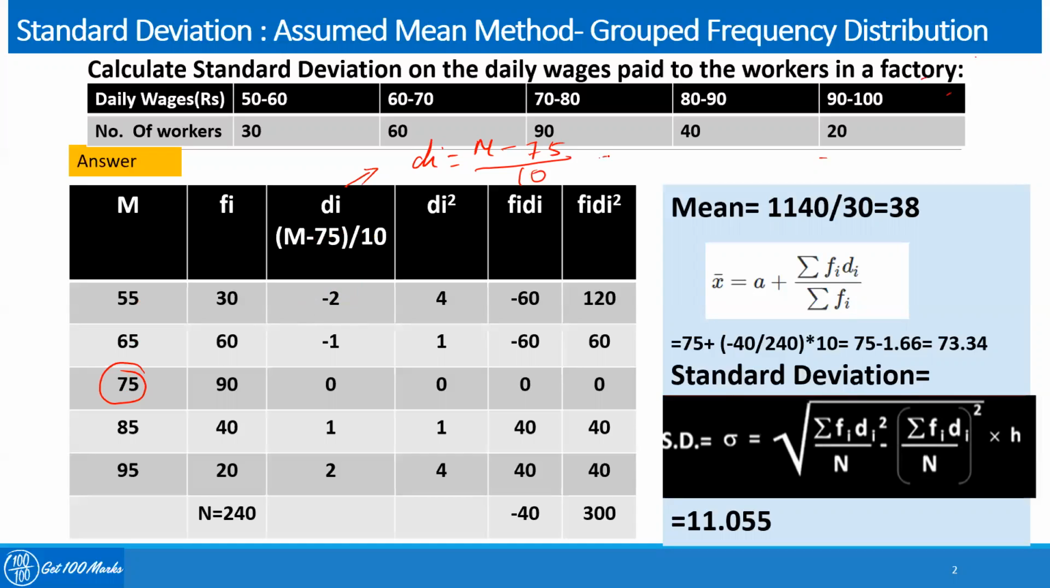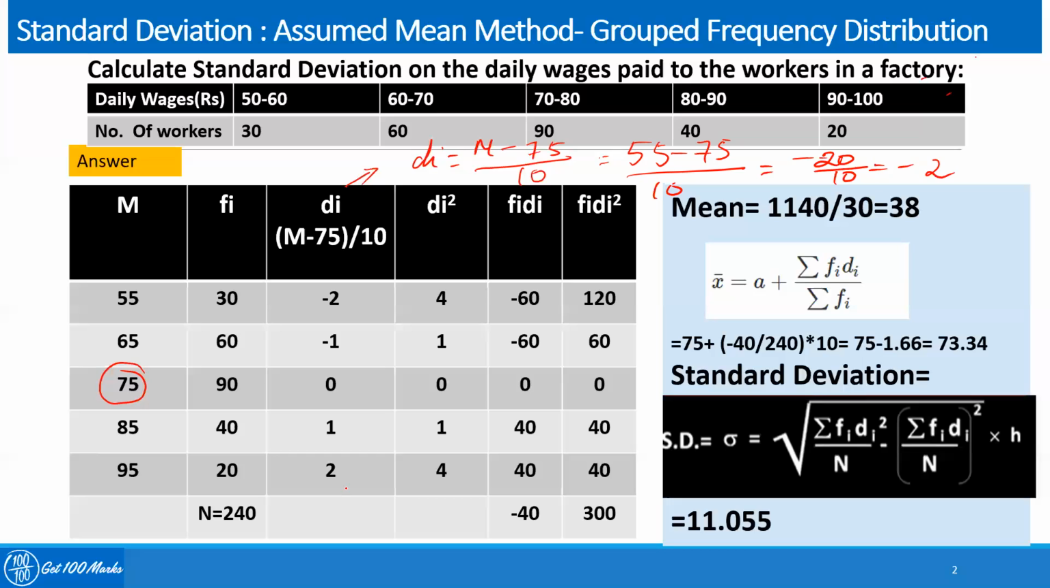So for the first value, it will be 55 minus 75, divided by 10. Therefore, it will come as minus 20 divided by 10, which is minus 2. Follow the same procedure. So 65 minus 75 divided by 10 will come as minus 1. 75 minus 75 will come as 0. 85 minus 75 divided by 10 will come as 1. And the next value, 95 minus 75 by 10, will come as 2.